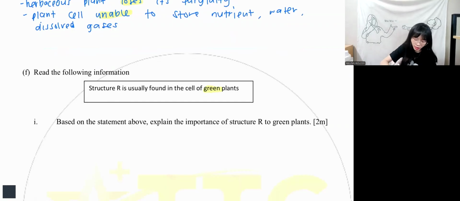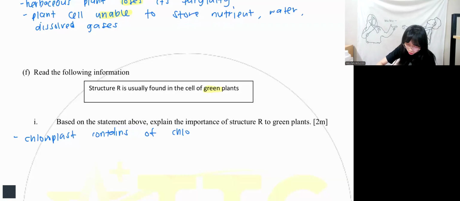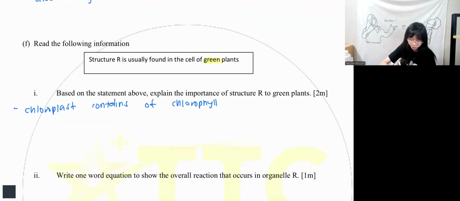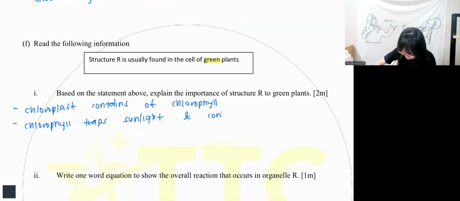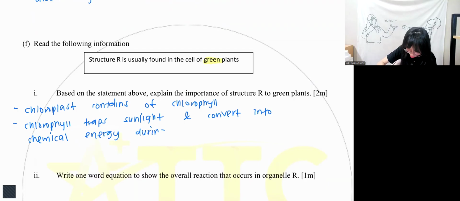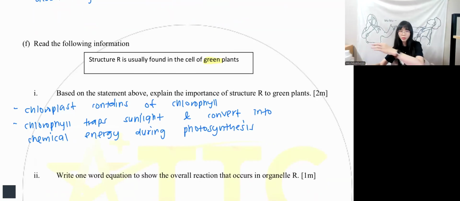Okay, in 2 sentences, we're going to say chloroplast, or you can write structure R if you want to, contains chlorophyll. Chlorophyll traps sunlight and converts it into chemical energy during photosynthesis.